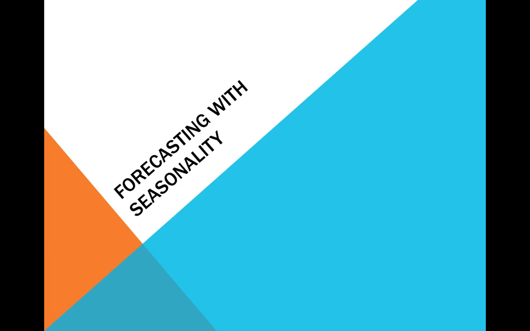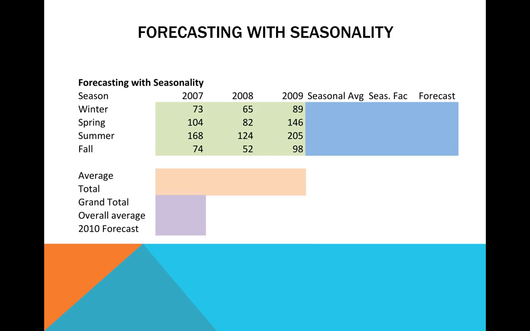So when we have data of that sort, how can we handle it so that we could actually forecast with seasonality in mind? Here's an example where we are given 3 years of sales data, and the data is organized by the seasons. So we have winter, spring, summer, and fall, and we have 3 years of data for 2007 to 2009. I created a kind of template that I'm going to use to solve that problem, but we'll explain it a little bit further.